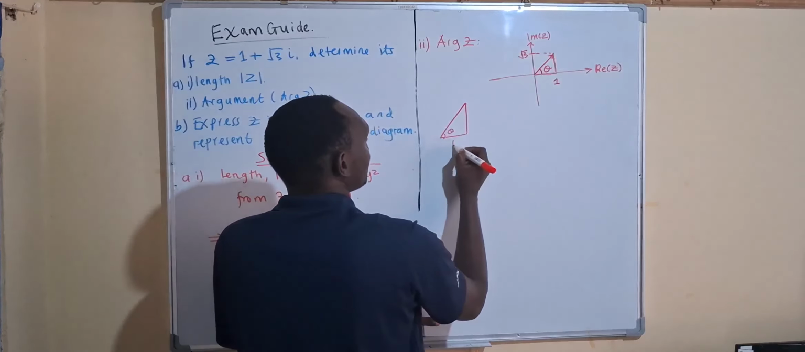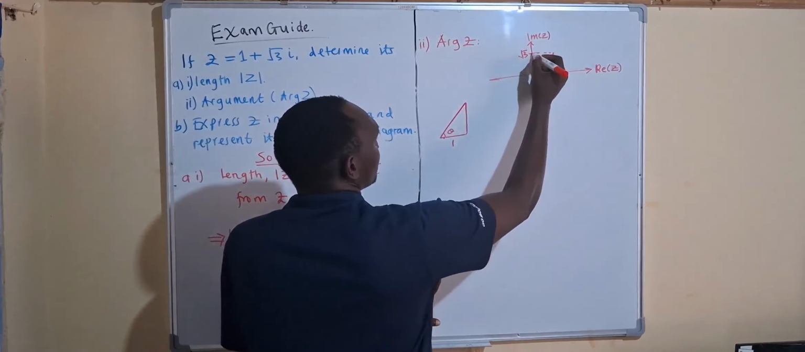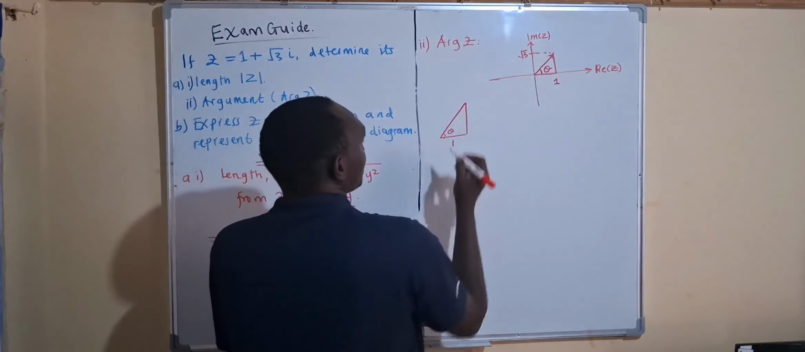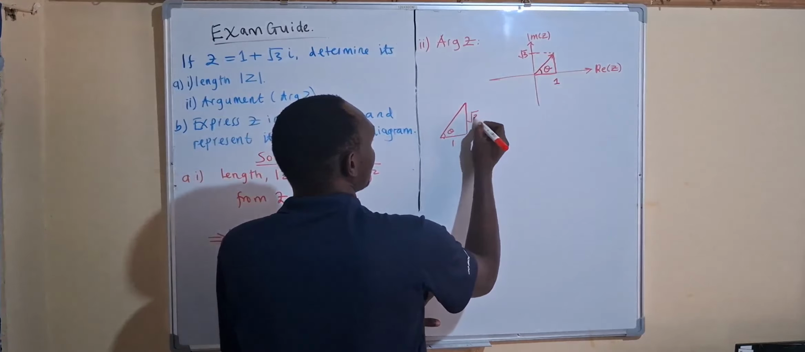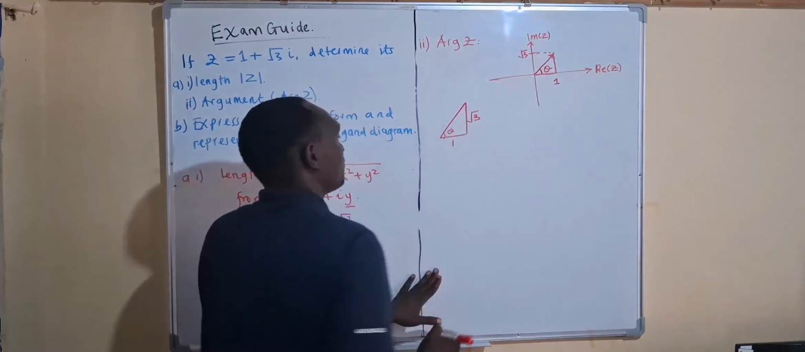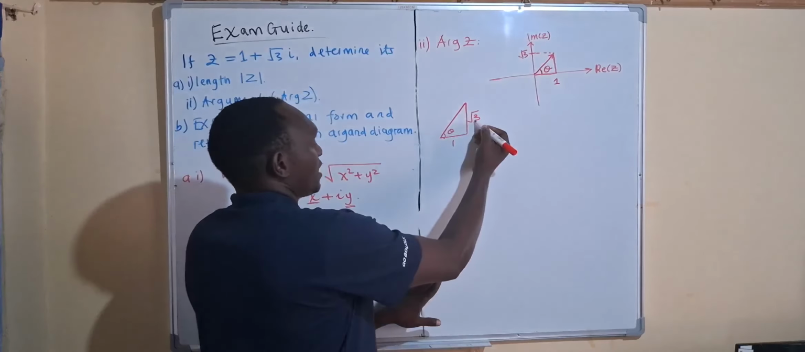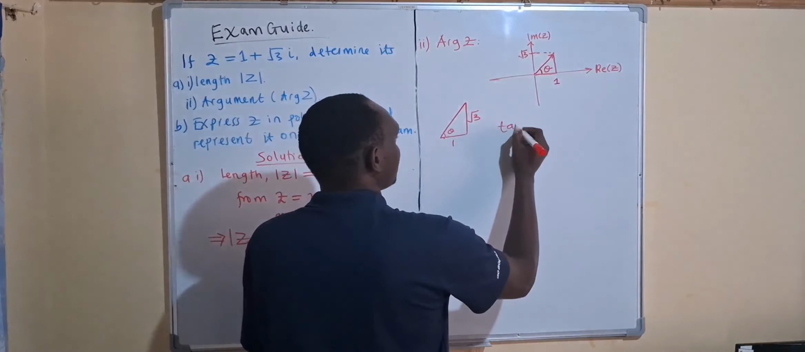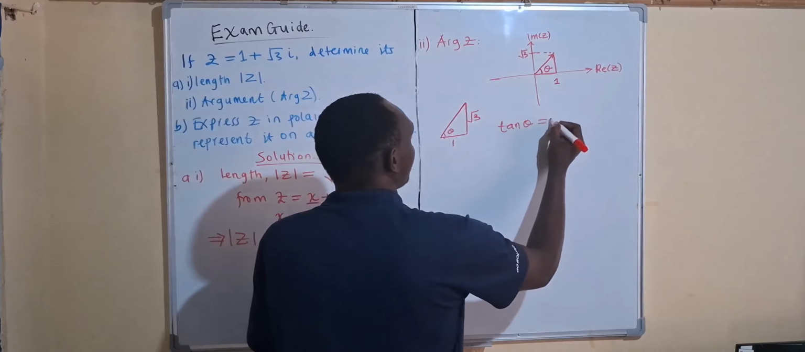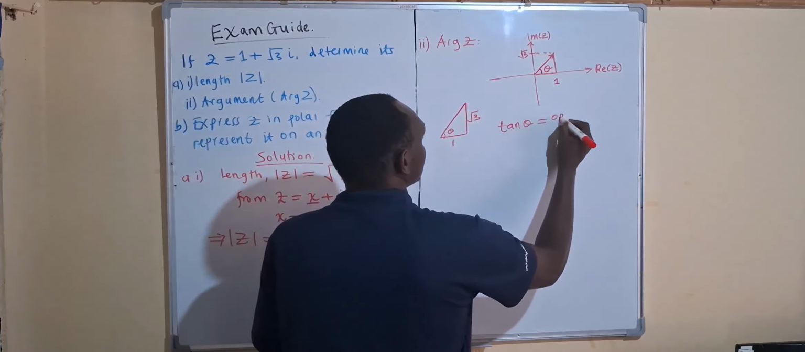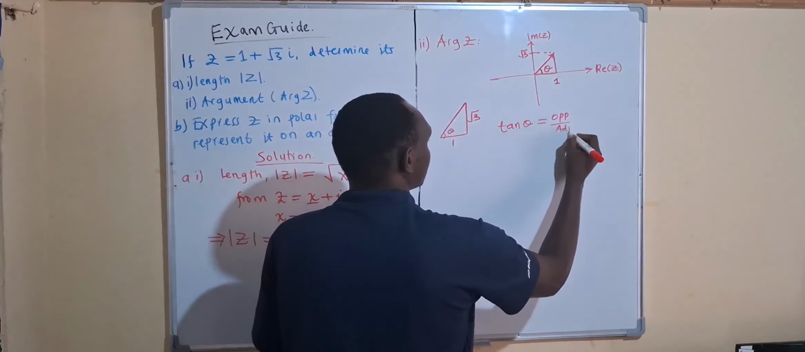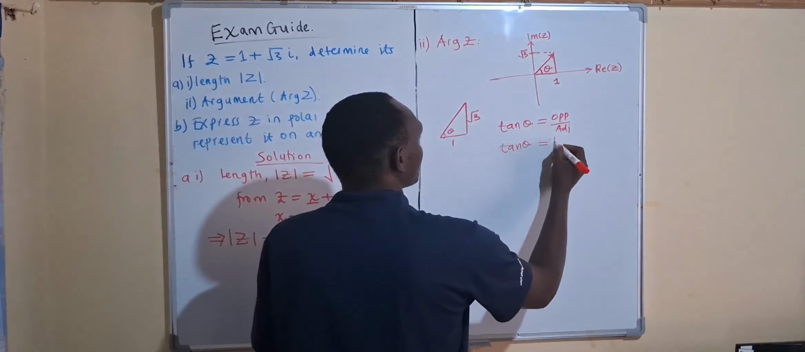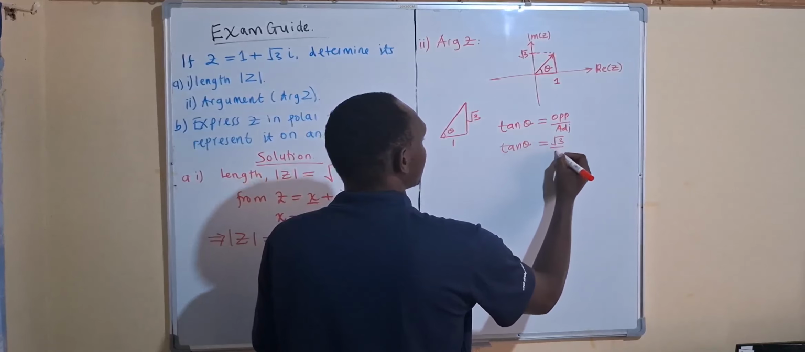From here up here is 1. From here up to root of 3 is the same as from the side of 1 up to the tip of that arrow. That means that it is also root of 3. How can we get this angle? Now we have the opposite to the angle and we have the adjacent to the angle. So we can use tan, because we know that tan of theta is opposite over adjacent. That means tan of theta becomes, what is the opposite? It is root of 3 over adjacent 1.